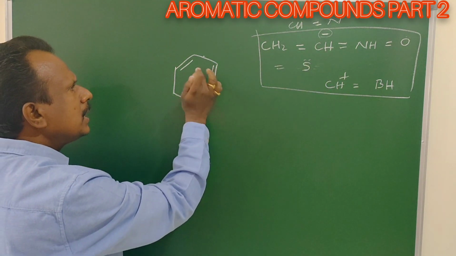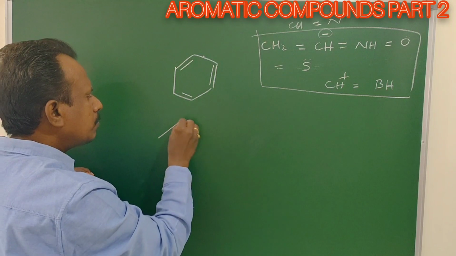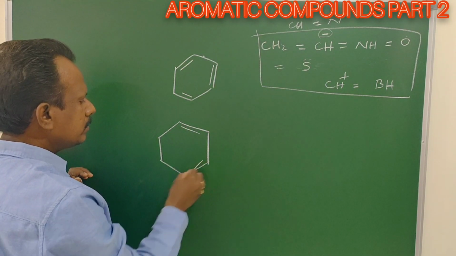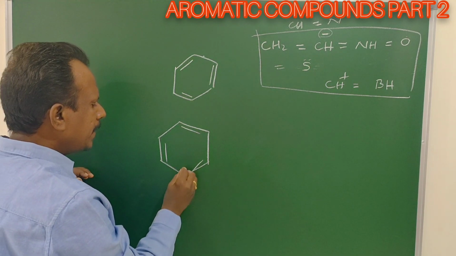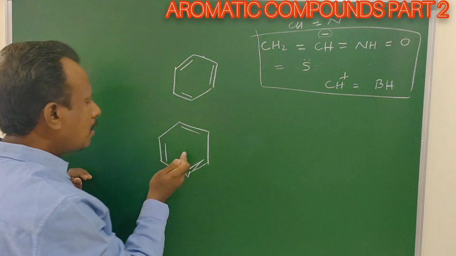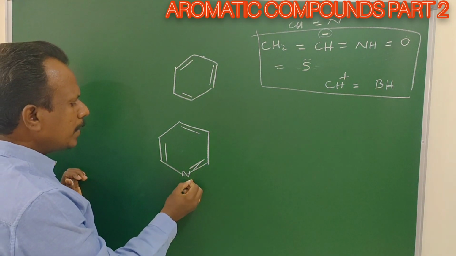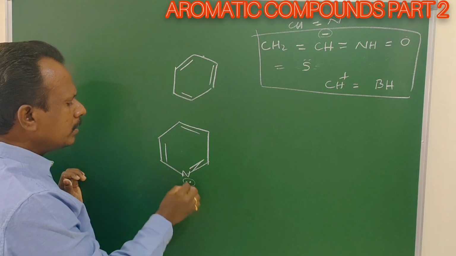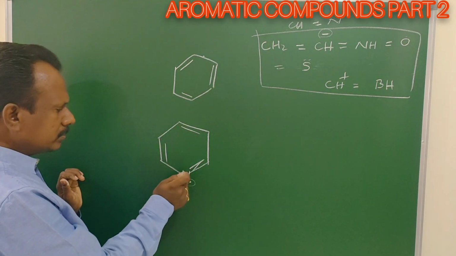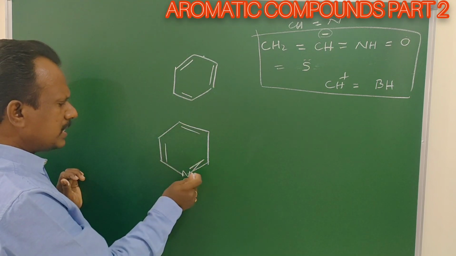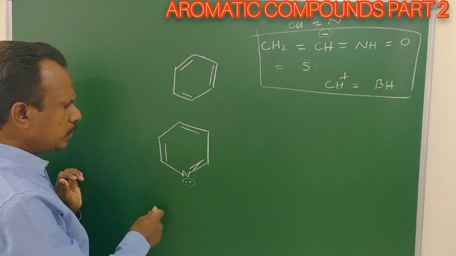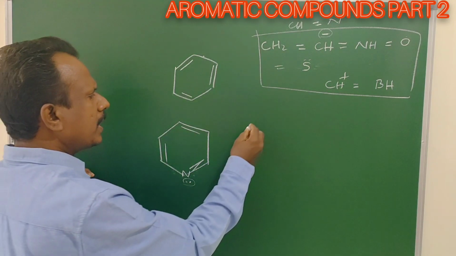Here, CH is replaced by N. We obtain the 6-membered aromatic compound known as pyridine. A solvent, it is an aromatic compound. N has a lone pair. That lone pair does not take part in delocalization. Each atom is sp2 hybridized. N is also sp2 because it has 2 sigma pairs and 1 lone pair, total pairs 3, sp2. Pyridine is an aromatic compound.